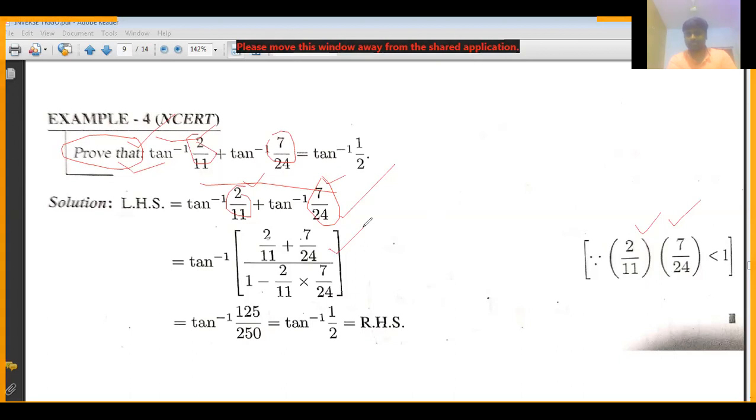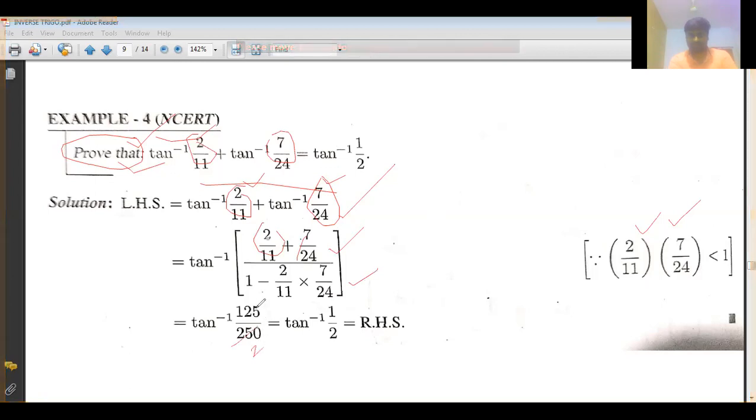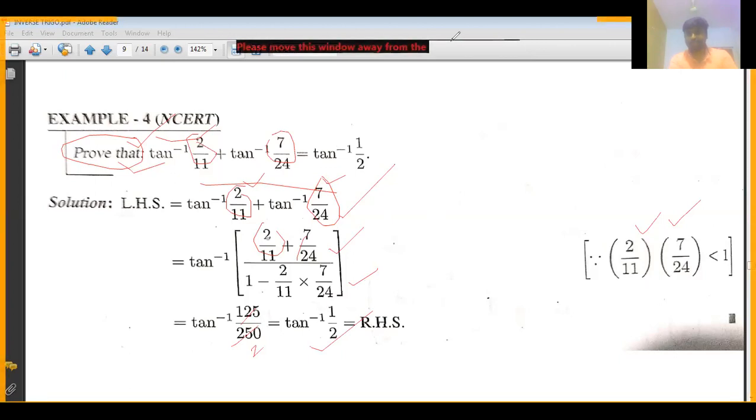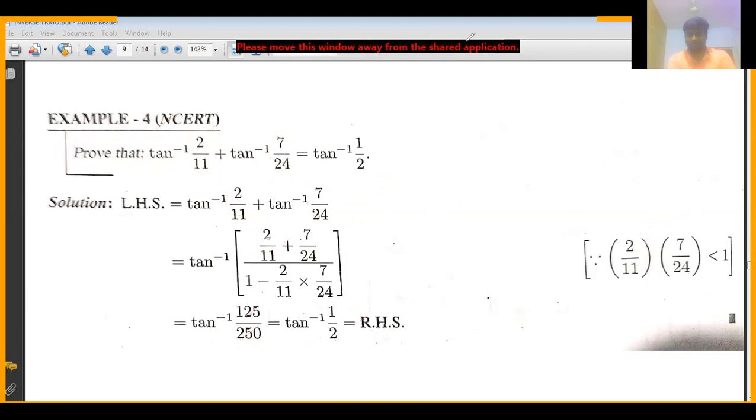What is that? Tan inverse of (x plus y) by (1 minus xy). Simplify this, we'll get 125 and the 2s cancel. So tan inverse of 1 by 2 is the answer, which is RHS. Clear? And what is the other formula, whenever xy is greater than 1? Pi plus this formula. I told you. So let us go for the next problem in this.